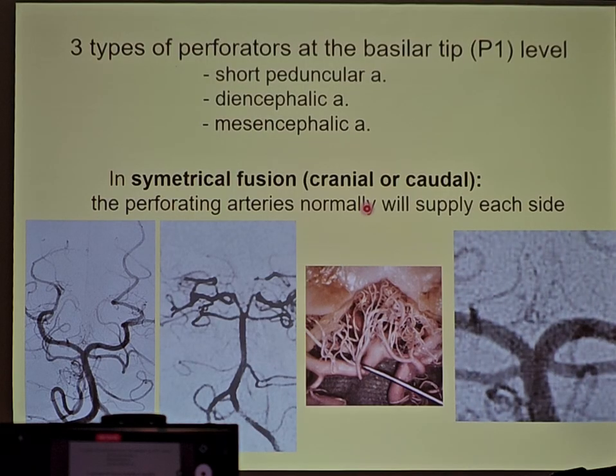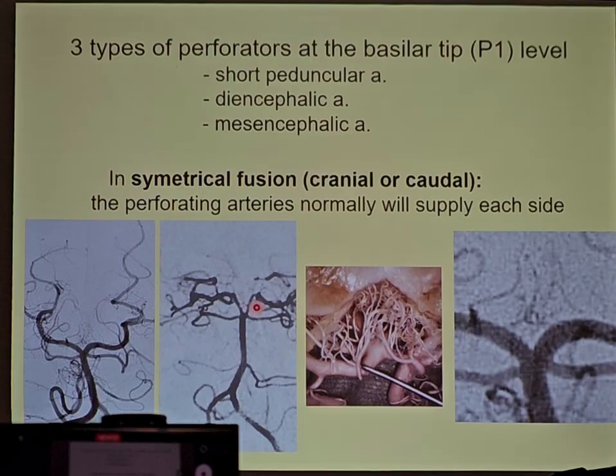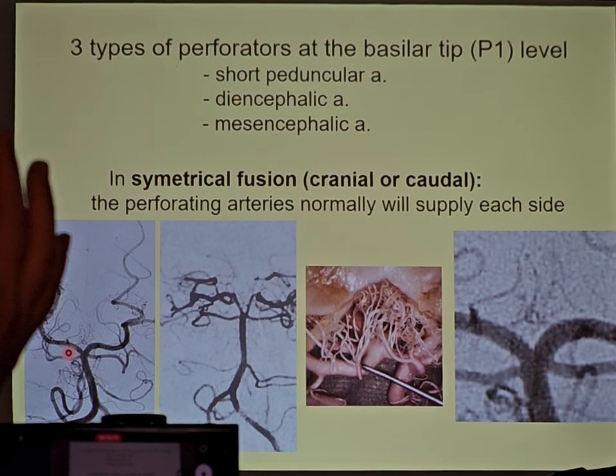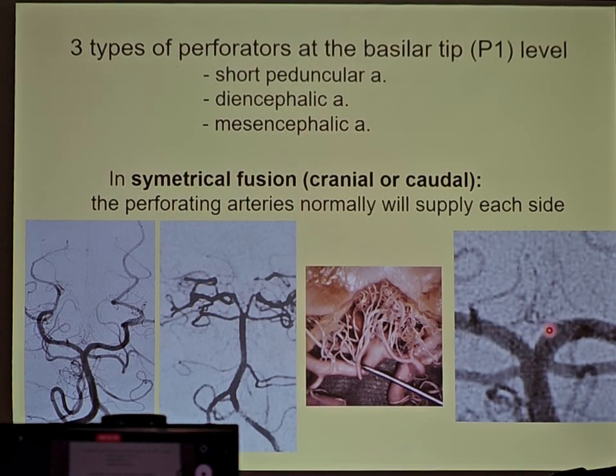We'll see later on the situation of the perforating vessels, but basically there are three types of perforators at the basilar P1 tip level: the short peduncular, the diencephalic, and the mesencephalic. And in a symmetrical fusion, whether it is cranial or caudal, the perforating arteries normally develop on each side. So whether you're dealing with a caudal fusion or a cranial fusion, the tiny perforators come off both sides. So the supply to the adjacent deep substance is from both sides.